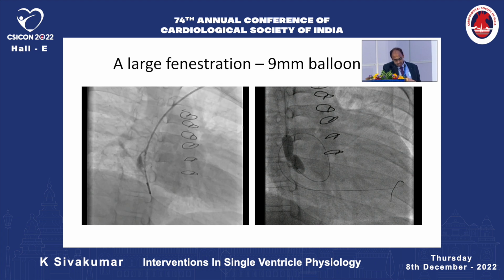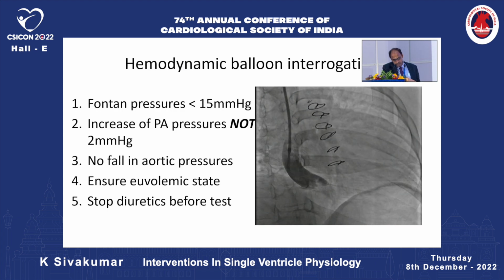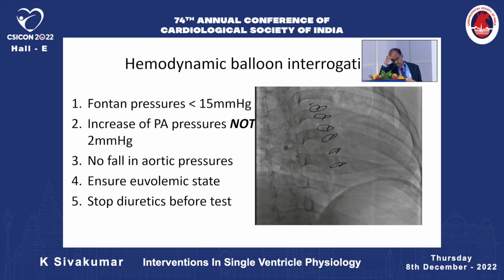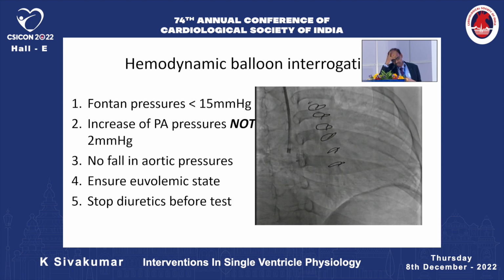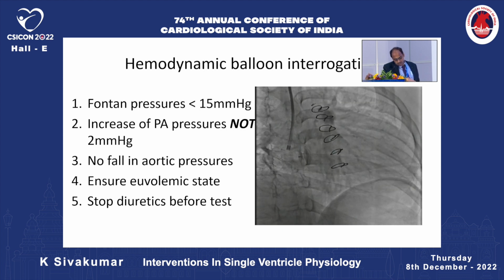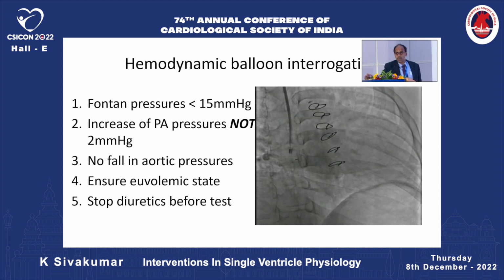A 9 millimeter fenestration is a very large fenestration. So there are certain hemodynamic criteria. The Fontan pressure after balloon occlusion should not be more than 15 millimeters, and the increase of the PA pressure should not be more than 2 millimeters of mercury. There should not be a fall of the aortic pressure.